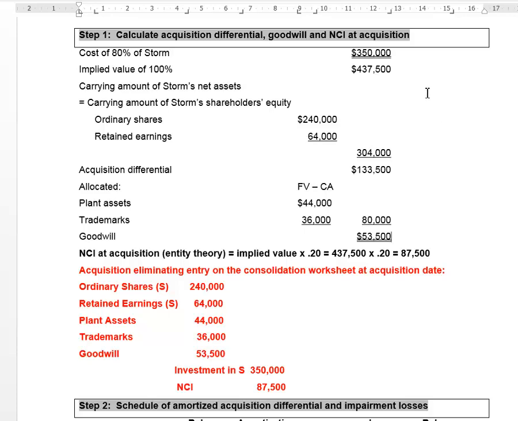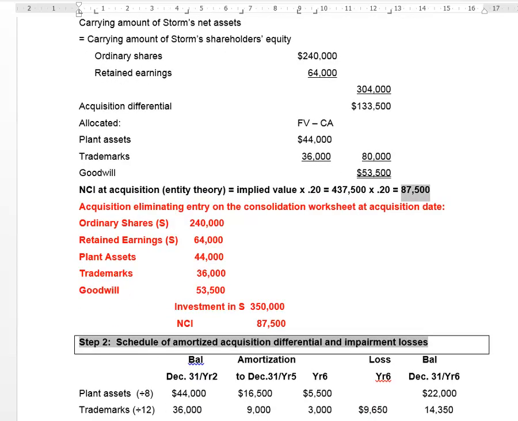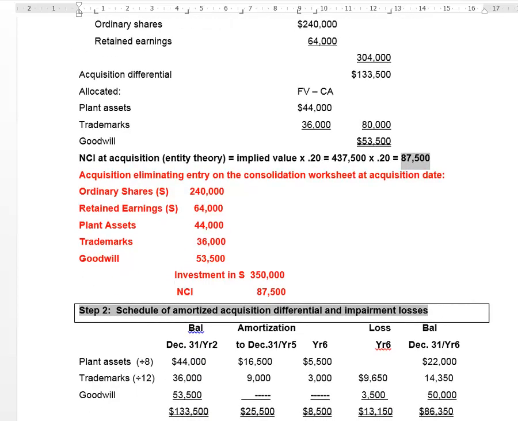To calculate the NCI, which we would also calculate at acquisition, we're using the entity theory, and we know that because they didn't tell us otherwise. Remember, we've always said that unless you're told otherwise, assume that the parent is using the entity theory to value its NCI. We take the implied value, which is $437.5, multiplied by 20%, and we get $87,500 as our NCI.